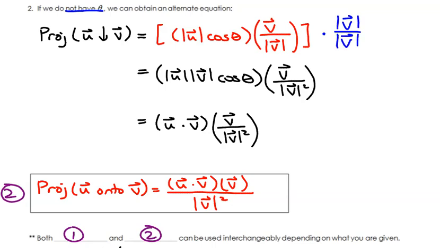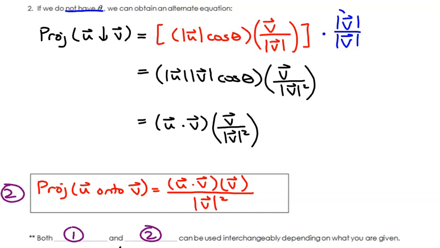Okay, notice that magnitude of v over magnitude of v is 1. In that way, I didn't mess up the red formula at all. I didn't anger any math gods, okay? So I didn't change anything because I'm just multiplying it by 1.